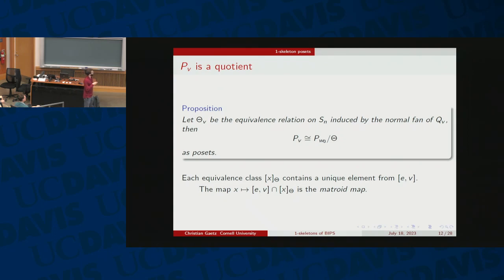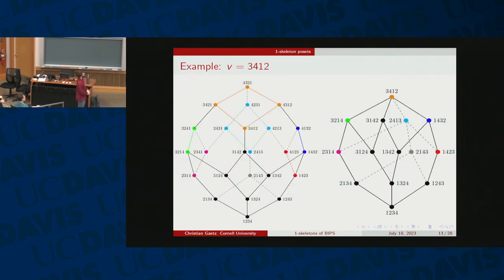Each equivalence class, so I'll write this for the equivalence class of a permutation X under this equivalence relation, contains a unique element from the interval that's defining the polytope. And for those who think about these kinds of things, that map is what's usually called the matroid map for a matroid polytope.